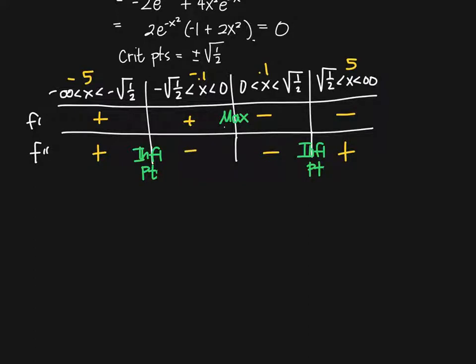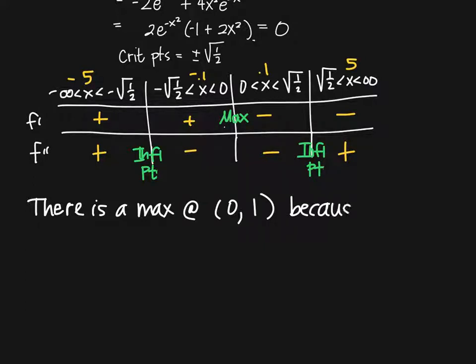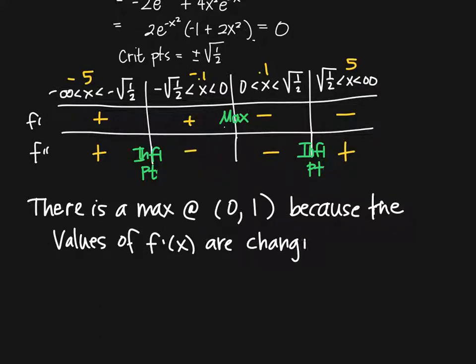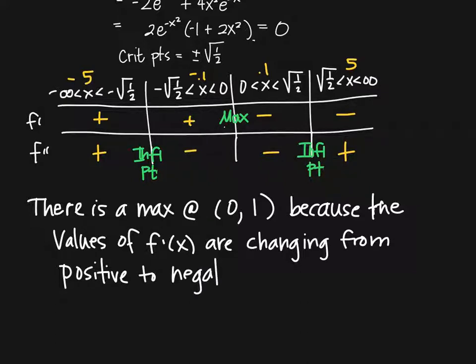You should be able to construct a complete sentence. A complete sentence would read something like this: there is a max at 0, 1 because the values of f prime are changing from positive to negative. So in other words, you should be able to put it into English as well.